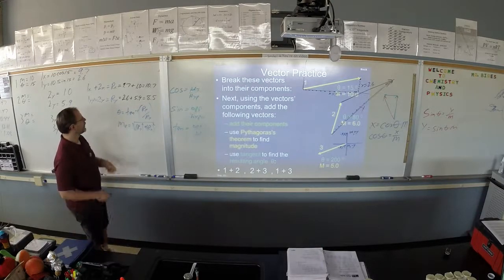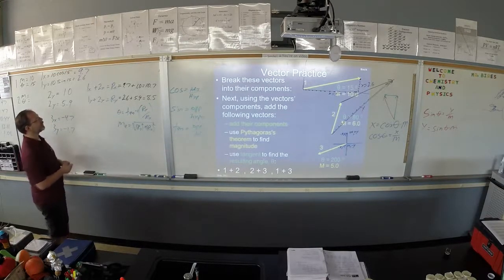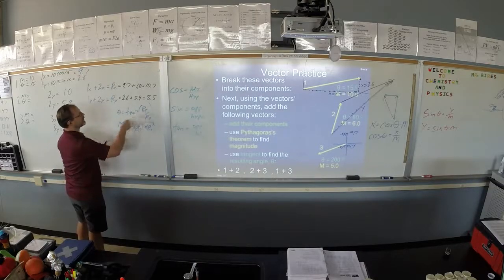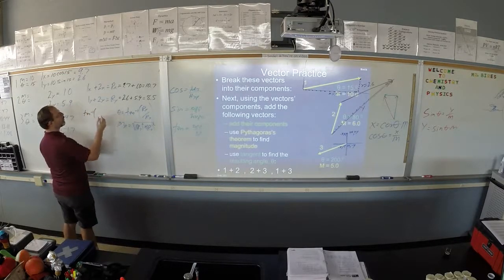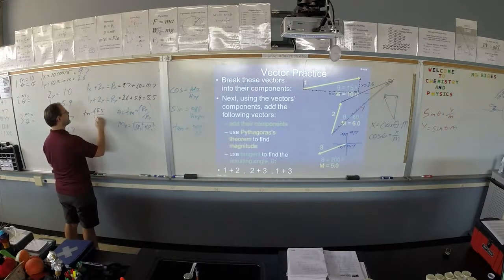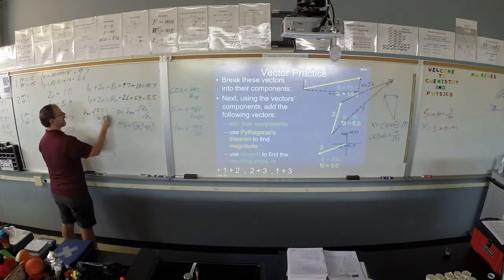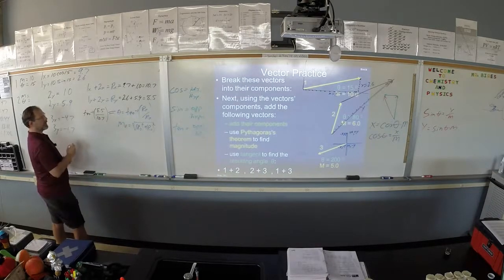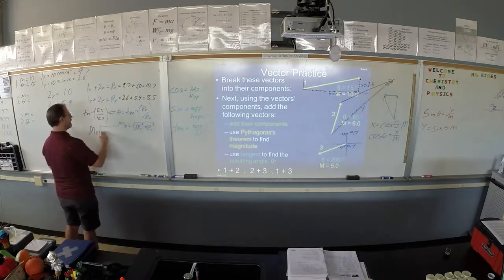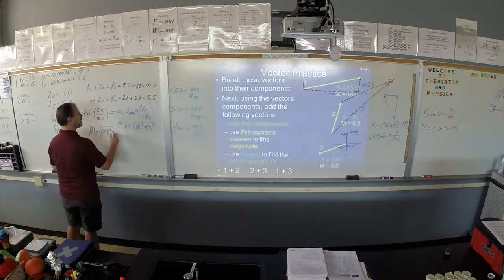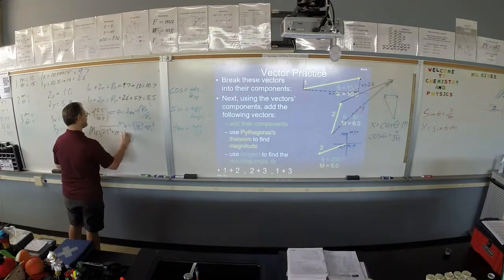Okay. So the last step we would do is we'd put in the inverse tangent of ry, which is 8.5, over rx, which is 10.7. That's going to give me the angle. And my magnitude is going to be the radical of 8.5 squared plus 10.7 squared.